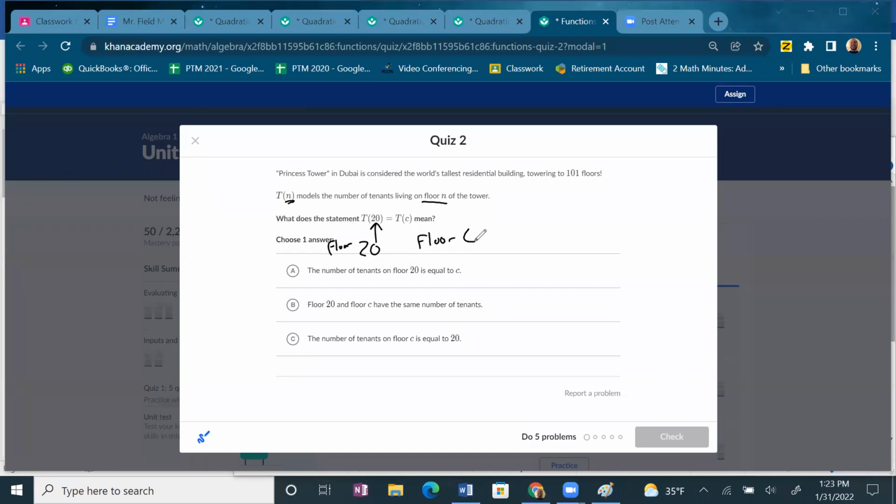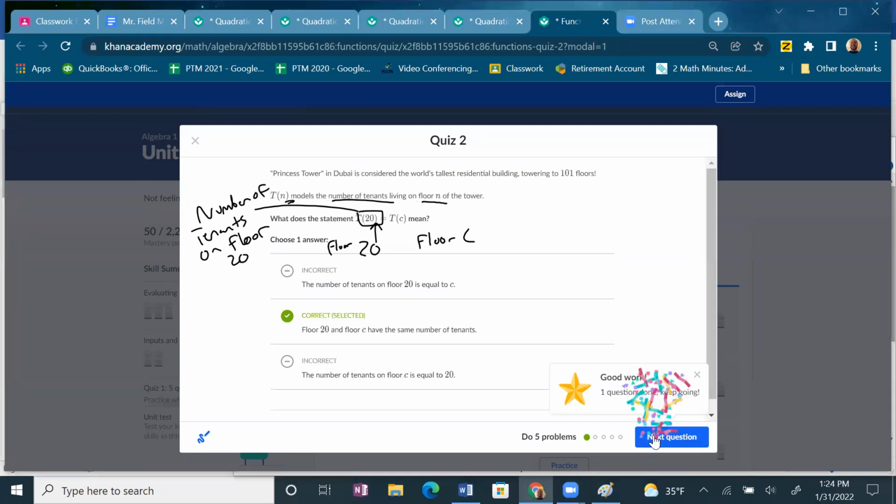And what does T of 20 mean? T of n models the number of tenants living on floor n. So this is the number of tenants on floor 20. And what do we know? It's equal to the number of tenants on floor C. That's what the equation says. They have the same number of tenants.